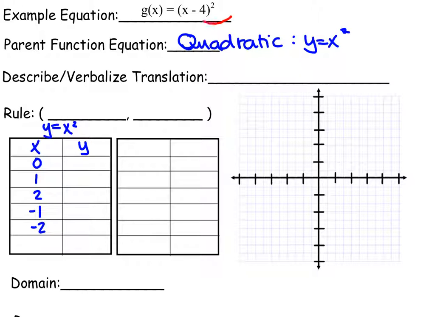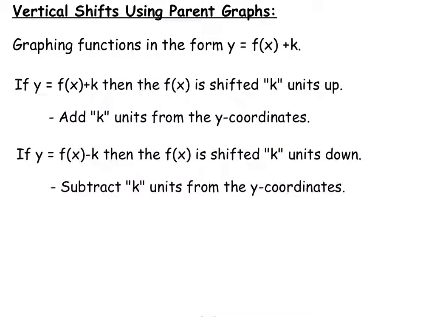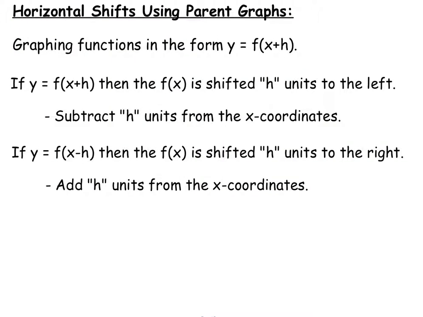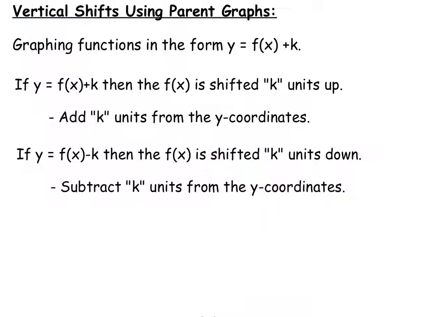Notice that this minus 4 is inside the function, and there's a subtraction going on. So I'm going to go back to our previous set of notes. All right, when it is inside the function, there's a parenthesis going on, it's going to be a horizontal shift, so it's going to affect the x-axis. And right now it is a minus 4. So let's go back. So here's our equation.